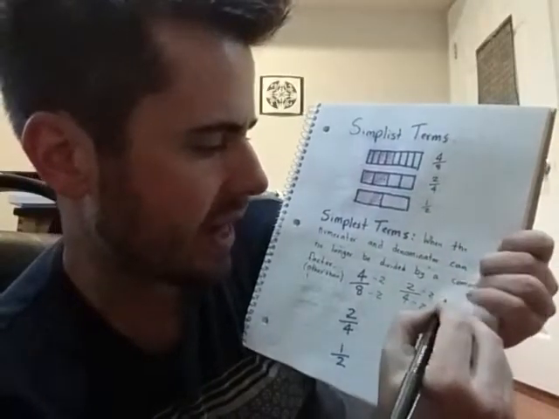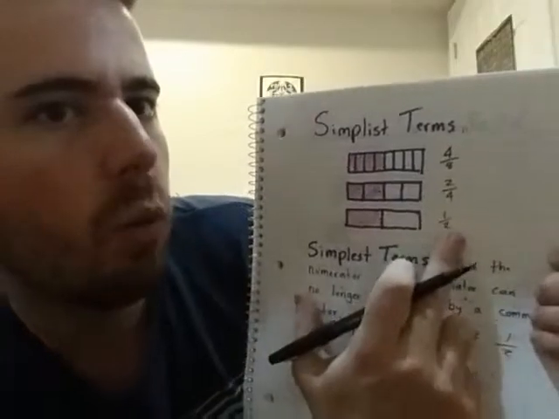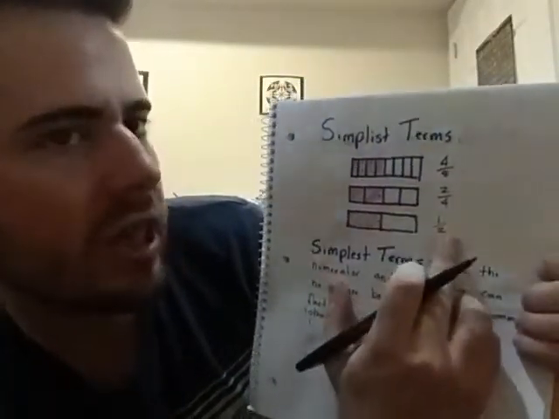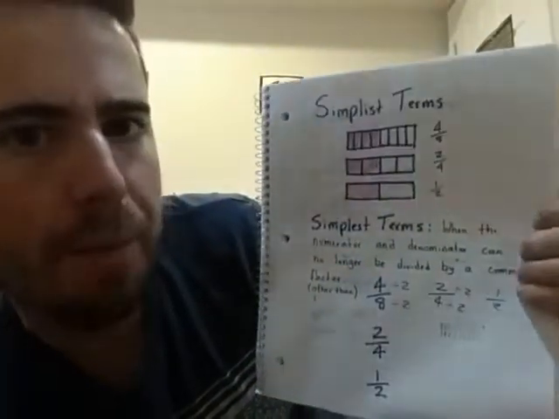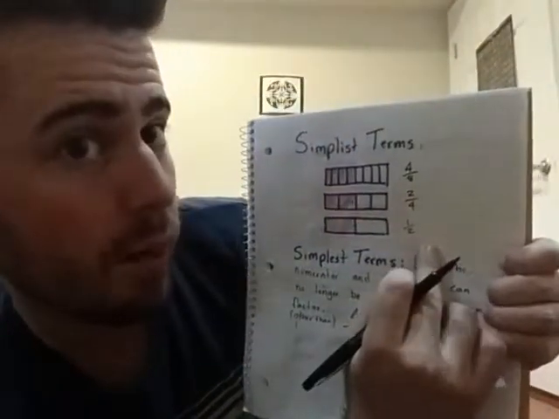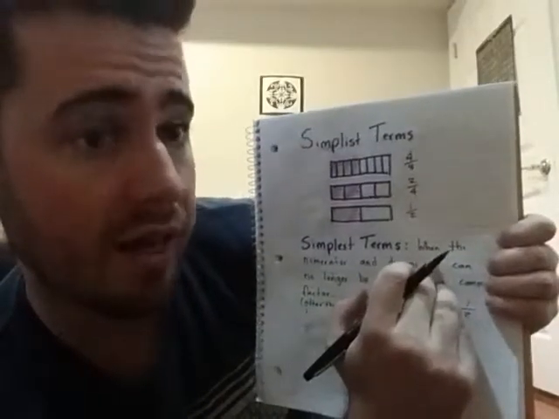And when we do that, we get 1/2. Or again, look up here to our picture. 1/2 is the simplest terms. Now, if we look at 1 and we look at 2, can 1 or 2 be divided by any common factor? Well, yes, they can. 1 can be divided by 1, and 2 could be divided by 1. They can both be divided by 1, a common factor.